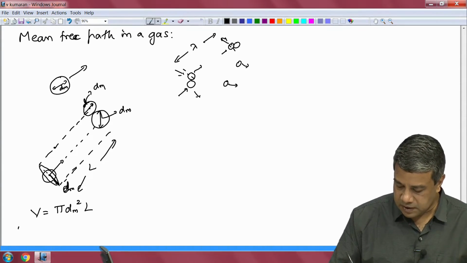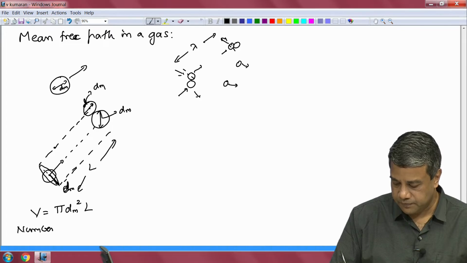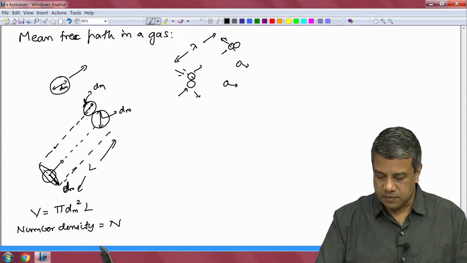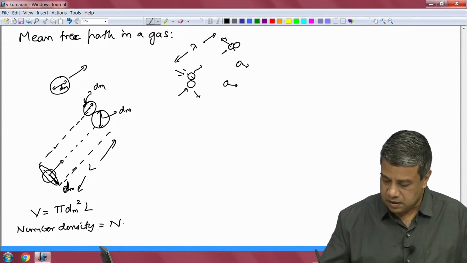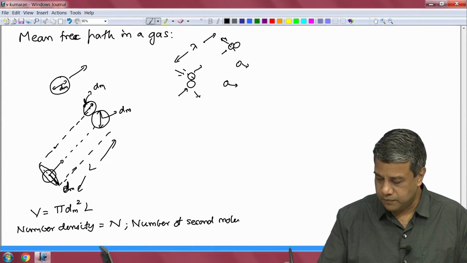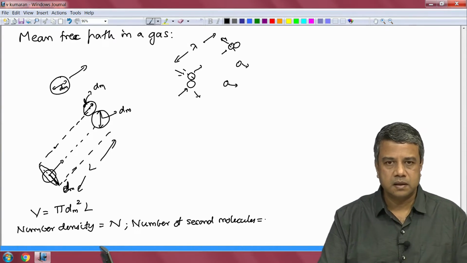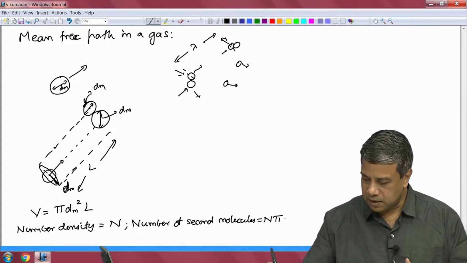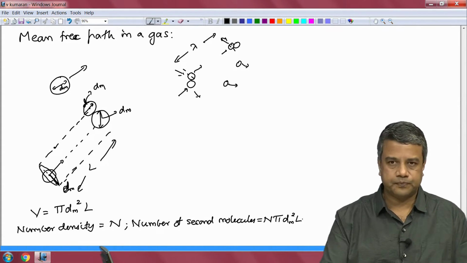If the number density of the gas is n, where the number density is the number of molecules per unit volume, then the number of second molecules in the cylinder is going to be equal to the number density times the volume, which is n into pi dm square L. That is the number of second molecules in the cylinder.